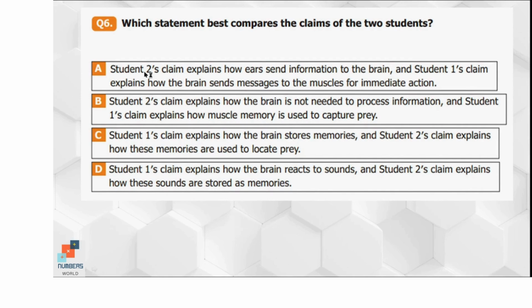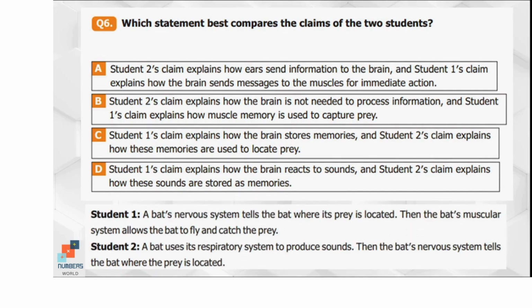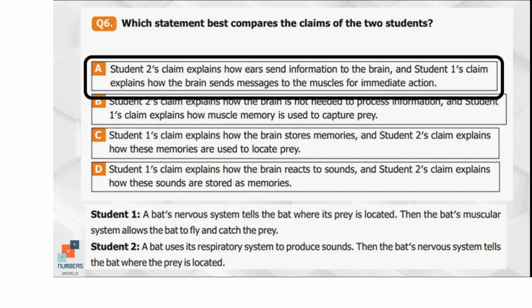So here if we read the passage carefully, there is no mention of memories in the given information. So option C and D are incorrect. Now, in option B, student 2 claims how the brain is not needed to process information. So there is no such claim. So that's why option B is also incorrect. If we look at the claims of student 1 and 2, option A will be the correct option. That student 2 claim explains how ears send information to the brain, and student 1 claim explains how the brain sends messages to the muscles for immediate action.